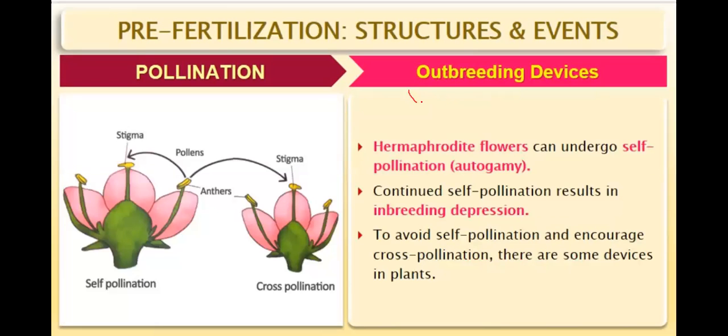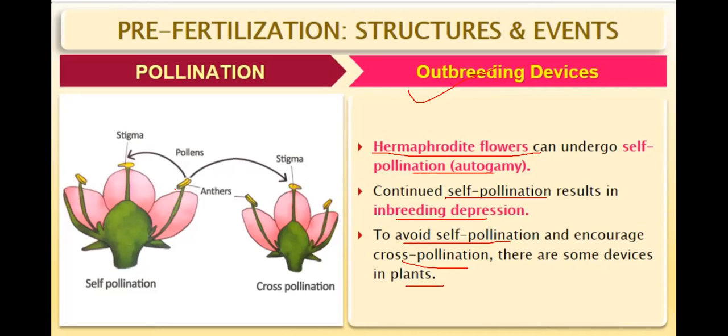Now, outbreeding devices. We'll be discussing what outbreeding is. The opposite of self-pollination, that is cross-pollination, is outbreeding. How do plants ensure outbreeding? Because if there is continuous inbreeding, it will result in inbreeding depression. What are the devices? Hermaphrodite flowers can undergo self-pollination, autogamy. Continuous self-pollination results in inbreeding depression. To avoid self-pollination and encourage cross-pollination, there are some devices in plants.